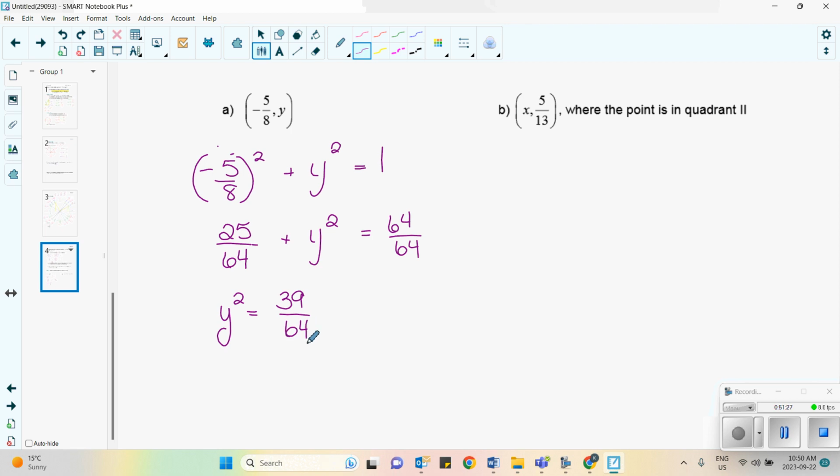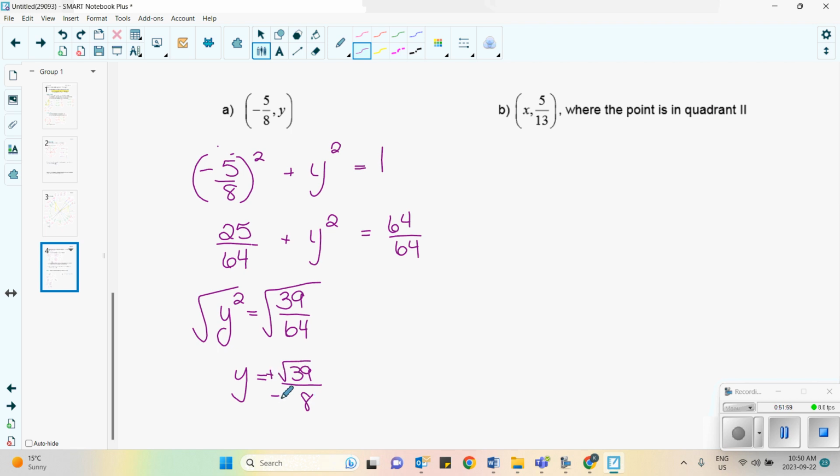All right. So I don't want y squared, I want y, so I got to square root both sides. 39 obviously isn't a perfect square, but 64 is, so you can say root 39 over 8. But we're missing something here. What's the most important? Positive and negative, because we don't know where we are. It didn't give us any restrictions.